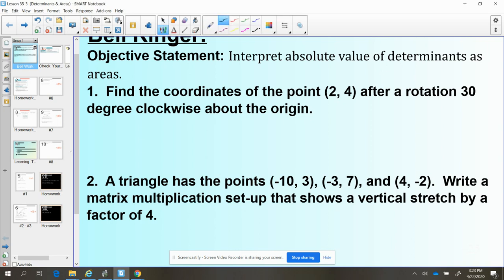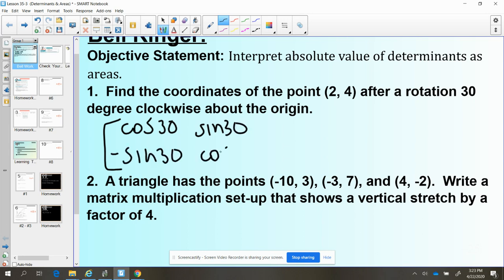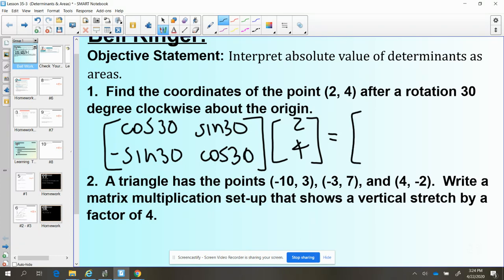Now, just to go over these real quick, reminder, you have the matrix for a clockwise rotation: cos theta, sine theta, negative sine theta, cos theta. If this had been counterclockwise, that just would have been the same setup, but with negative 30 plugged in. And we need to multiply that by 2, 4, so that we would end up with a point at 3.73-ish, 2.46. That would be the location of that point.